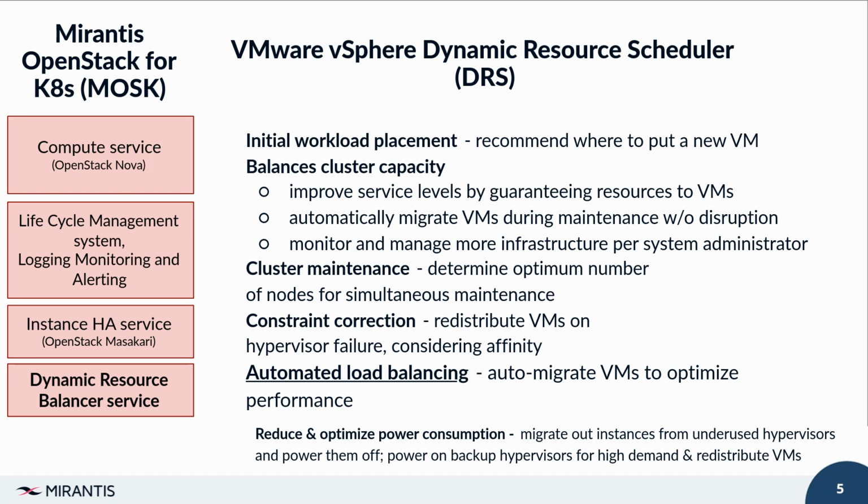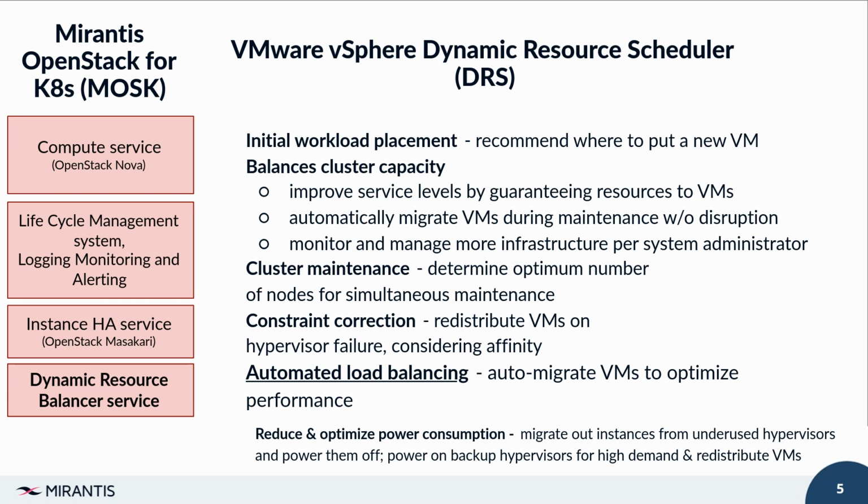On the footnote, actually, DRS does a bit more than that. There is an interesting functionality which I personally have never heard of being actually used. It's the power consumption optimization. It has something to do with shutting down unused hypervisors and moving the VMs off, and then powering them back up once there is a higher demand in the cloud. Pretty much an elastic hypervisor cluster.